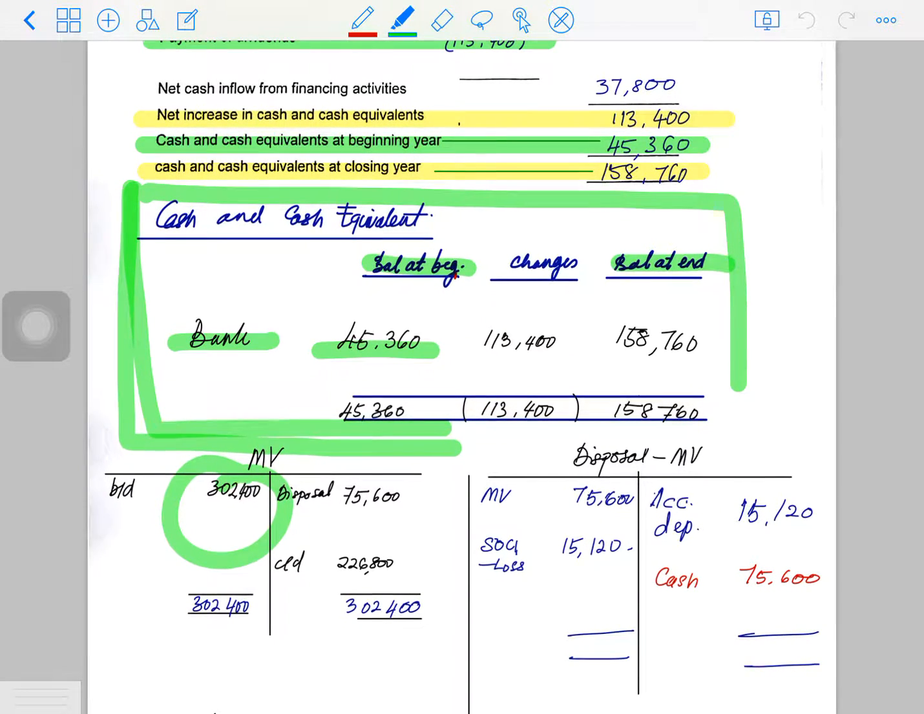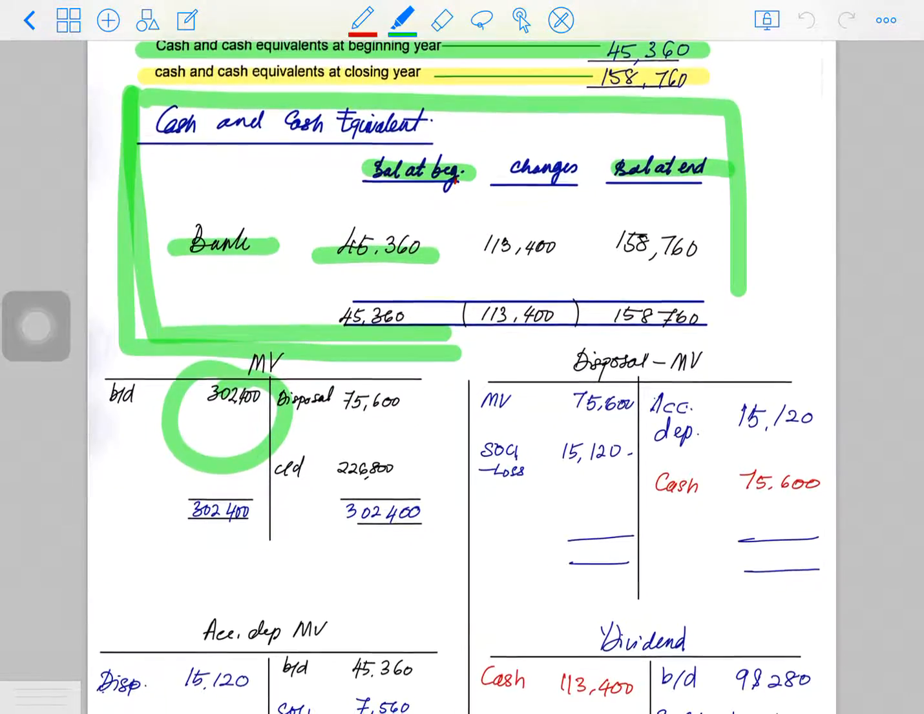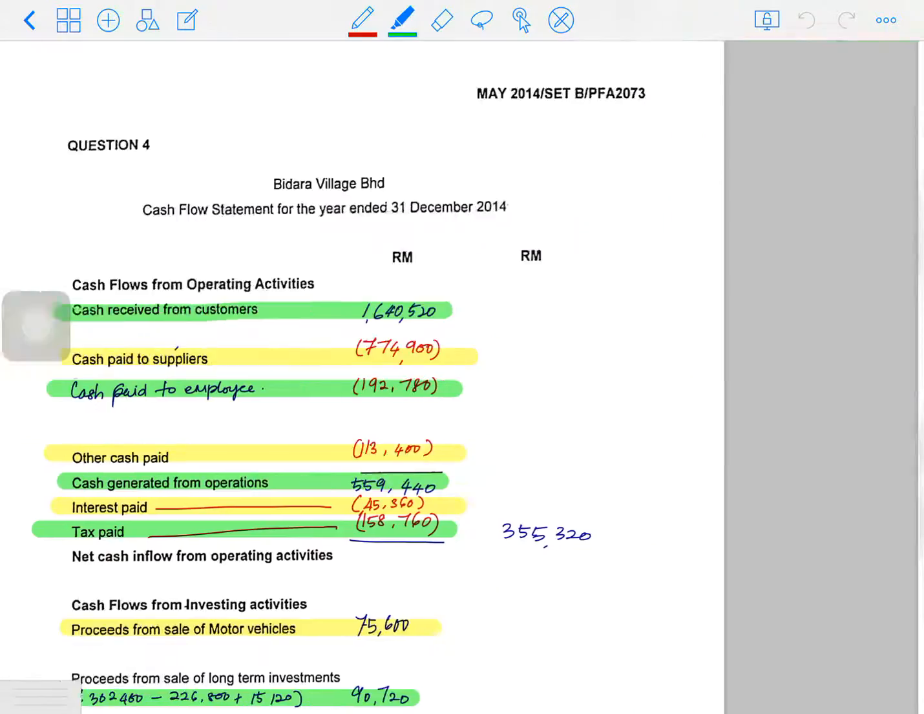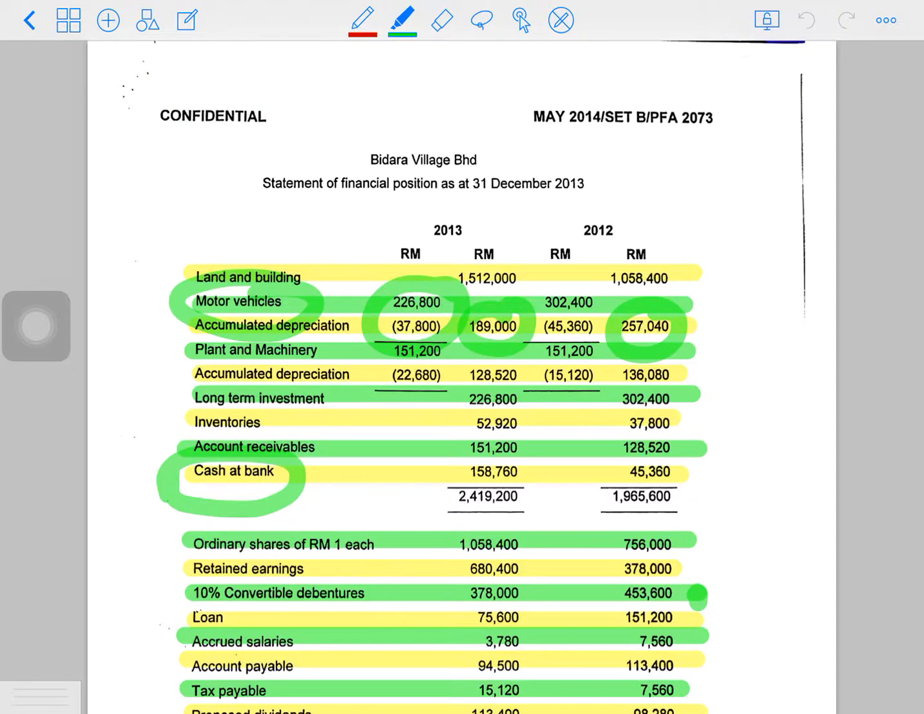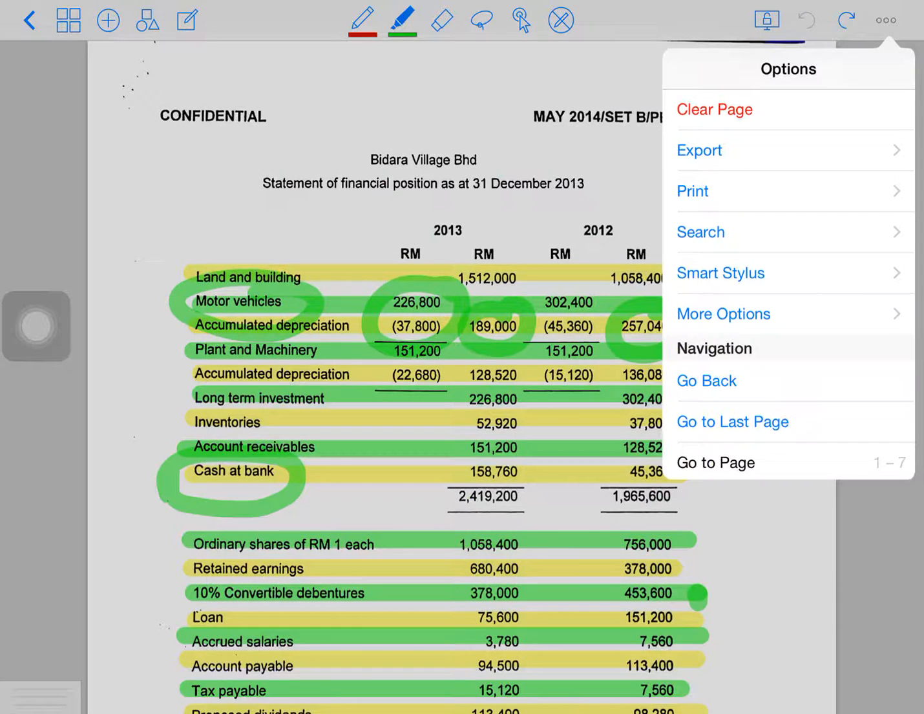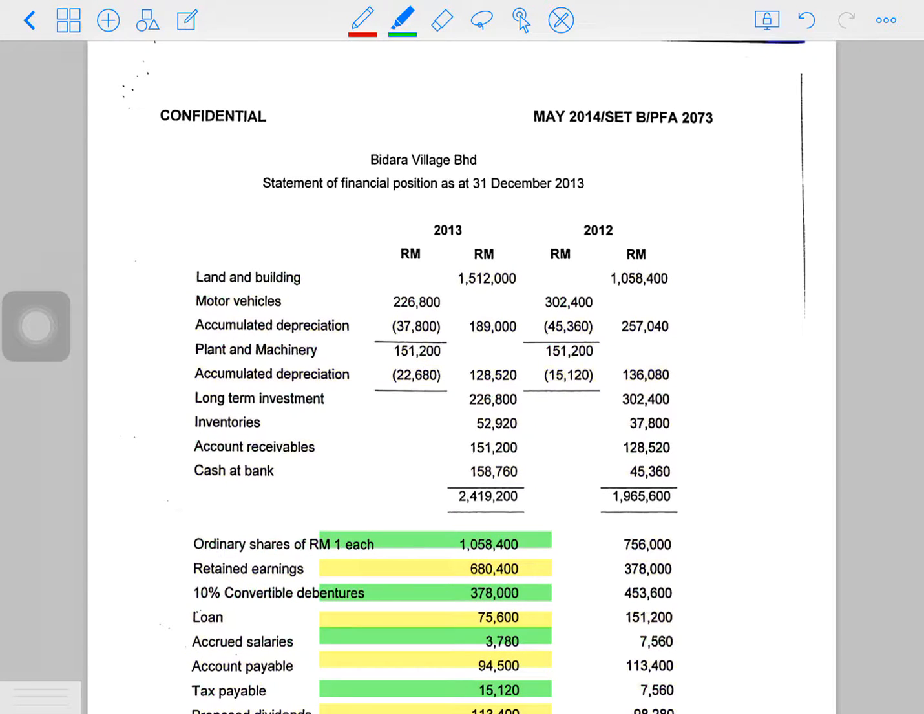302,400. 302,400 motor vehicle. Okay, so I use cost here. But actually it is easier if you use net book value. Net book value will be easier.